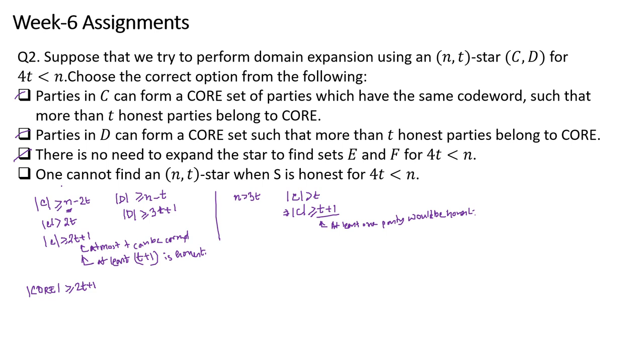So there must be a clique consisting of all the honest parties, and if there is a clique of sufficient length, there must be an empty star graph existent there. So the last statement is not true. If S is honest, then of course one can find an empty star.